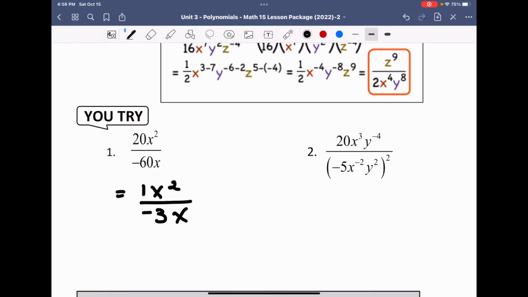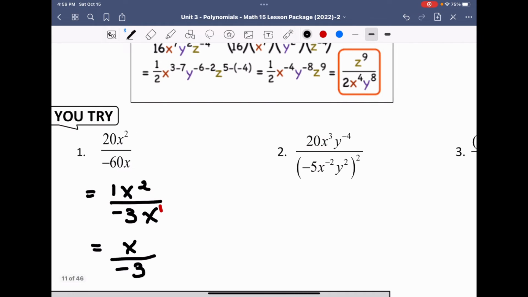And now by the quotient rule, I can look at the x squared and the x and combine these. By the quotient rule, we subtract the exponents. I have x to the 2 minus the 1 from here. This is going to be equal to x over negative 3. I could put this 1 out in front if I really wanted to, but 1 times anything will just give us itself.